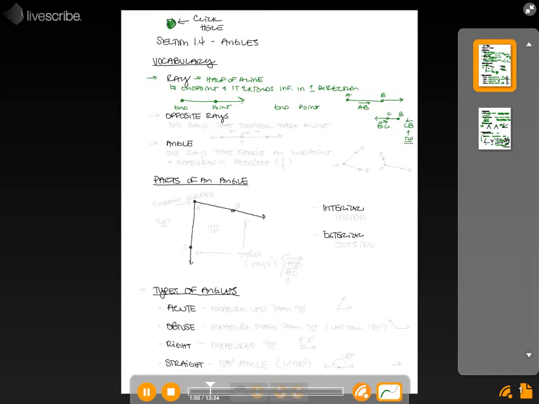The ray never points to the left when we name it. It always points to the right. And we always start with the end point and go to another point on the ray. Whatever point we have. If we have 5, we could pick whatever point we want. It doesn't matter as long as it's another point on the ray.